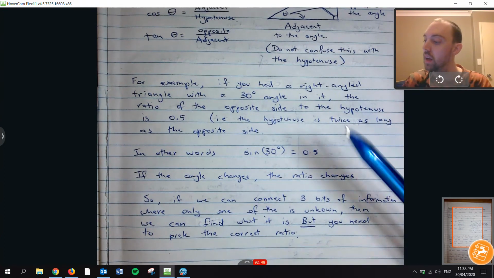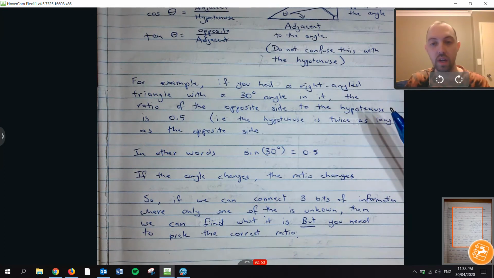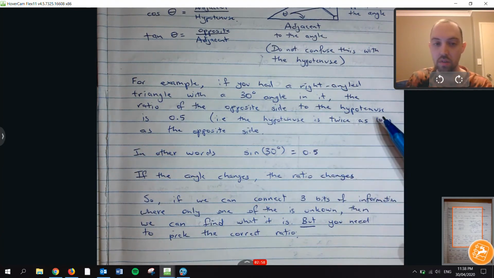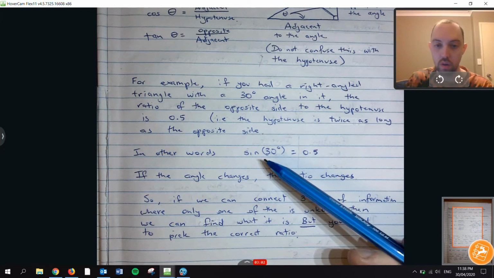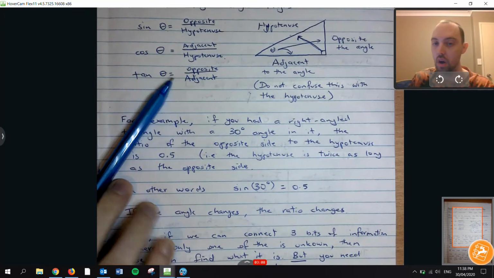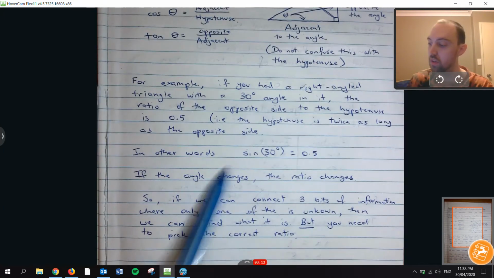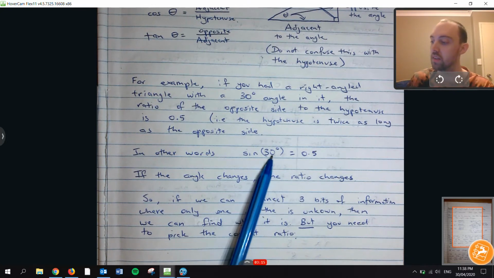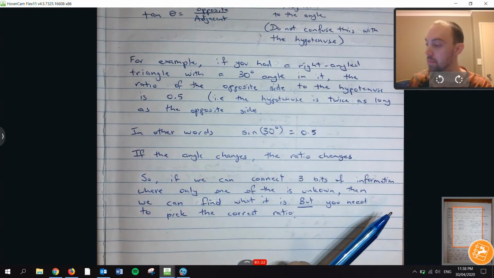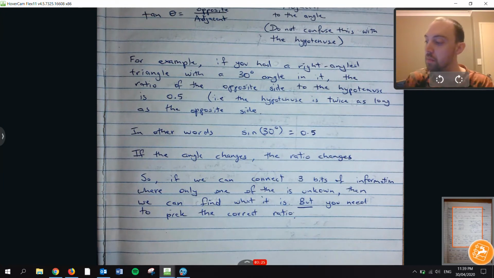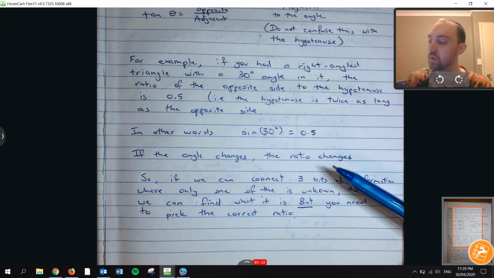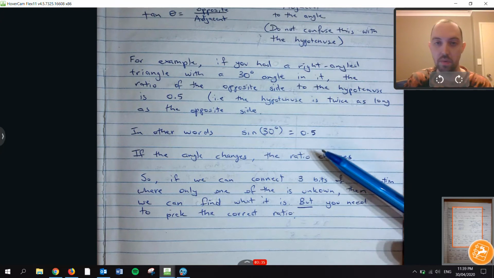Real quick, if you had a right angle triangle with a 30-degree angle, then the ratio of the opposite side to the hypotenuse is 0.5. Or you could say that sine of 30 is 0.5. Remember that sine is the ratio of opposite to hypotenuse. So the ratio of opposite to hypotenuse when this angle is 30 degrees is 0.5, and that's one of the values that we're going to need to remember off by heart a little bit later down the track. But for now, I'm just going to use it as our example. If that angle changes, so does that ratio between them.